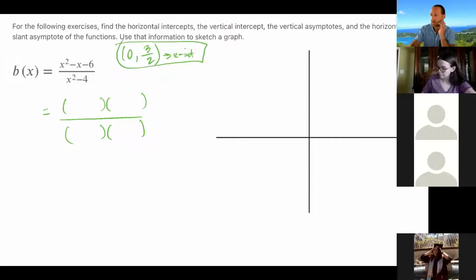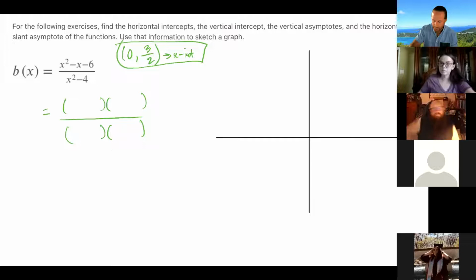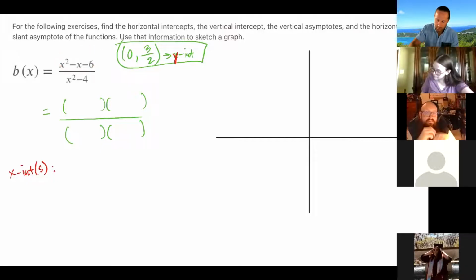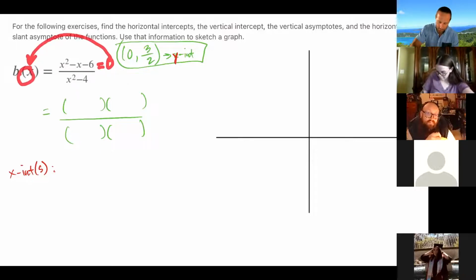Very good. Could we find our y-intercept? Sorry, that is my y-intercept. Excuse me. How do we find our x-intercepts? Set the numerator to 0. Very good. Why just the numerator? Because if you worked it out from the beginning, it would end up being x² - 4 over 0, which would equal 0 anyway. Because that's what would make my y equal to 0. Very good, Mel.